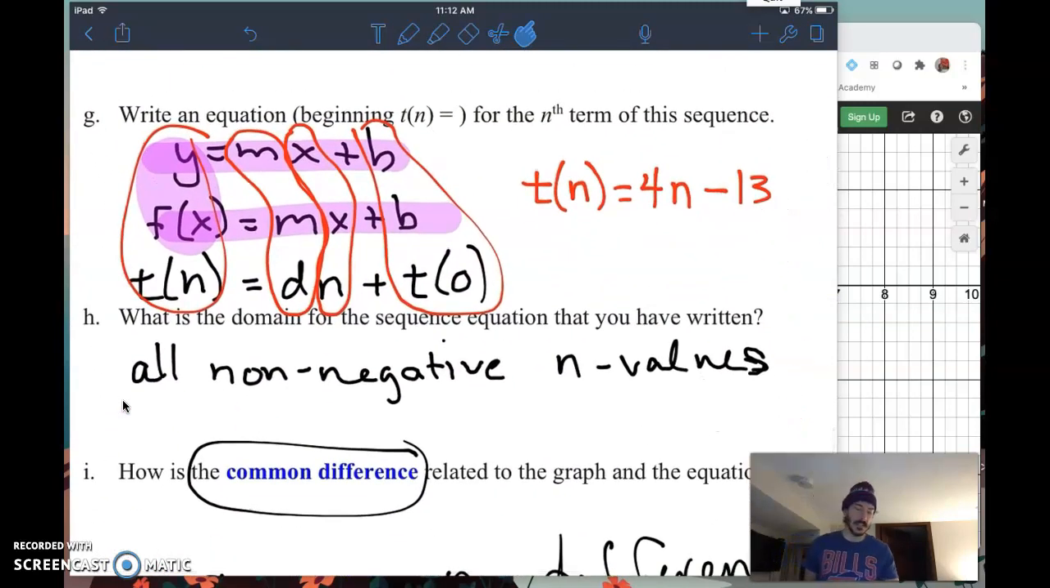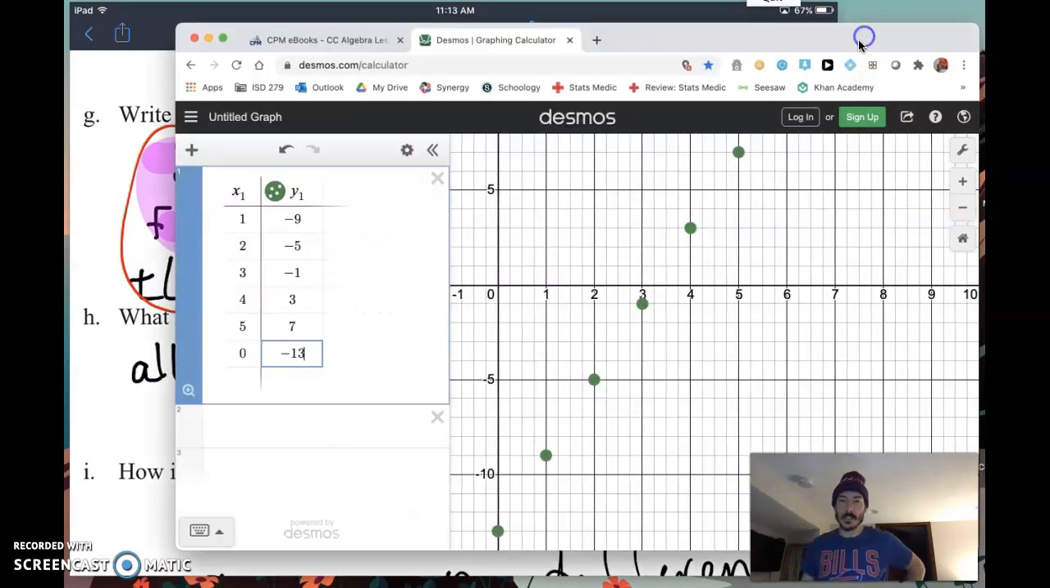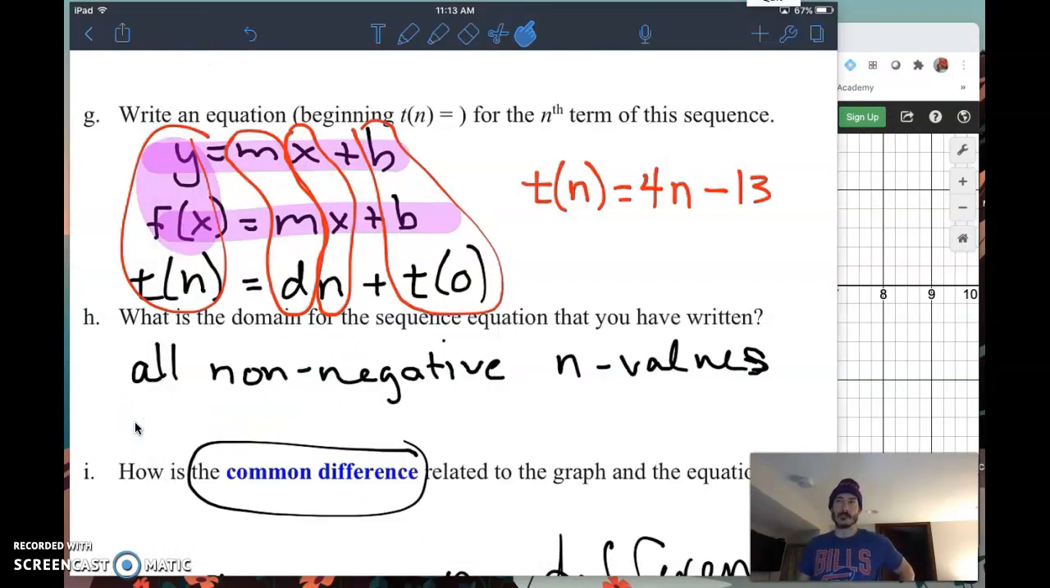What is the domain? This is a tougher idea, but it has to do with why you won't see me graph anything to the left of the y-axis here. All of my domain values are going to be non-negative, meaning 0 or positive values. I can't have a negative term number in a sequence. It's not the way we count things, okay?